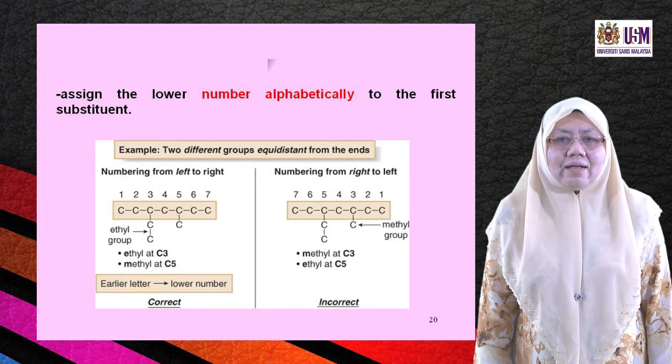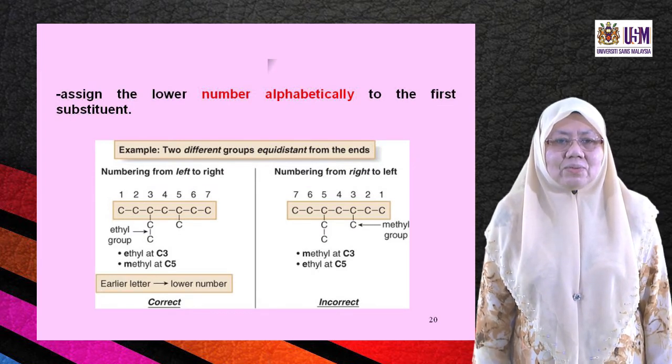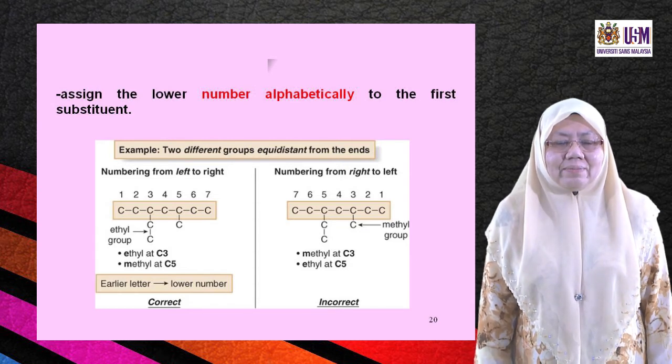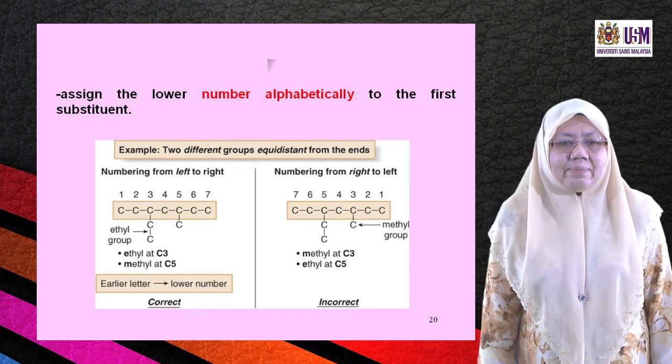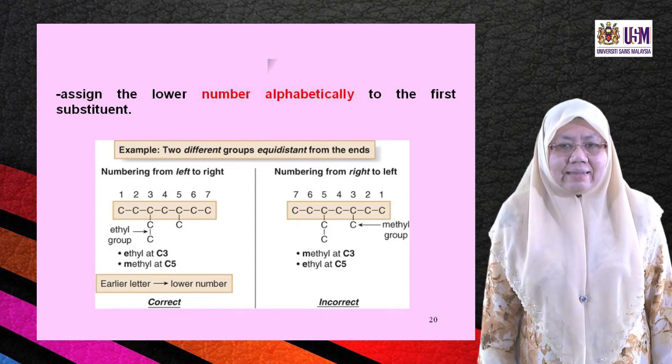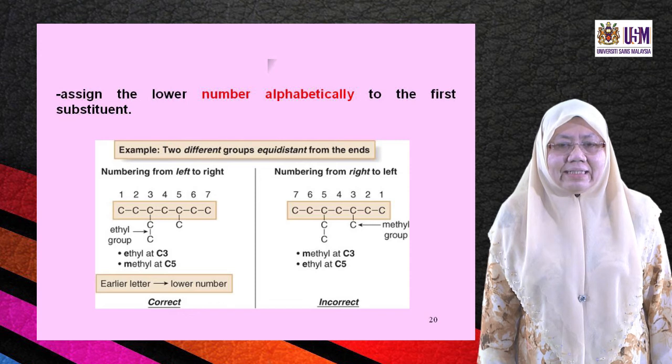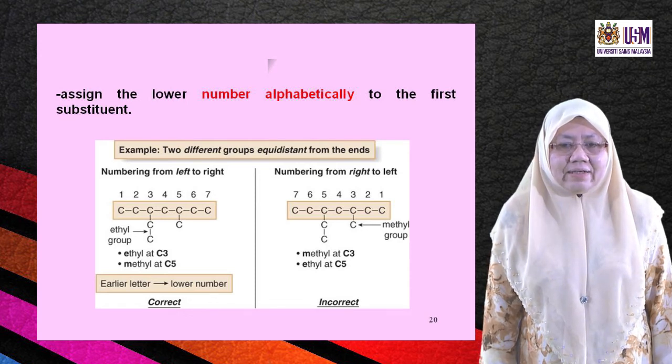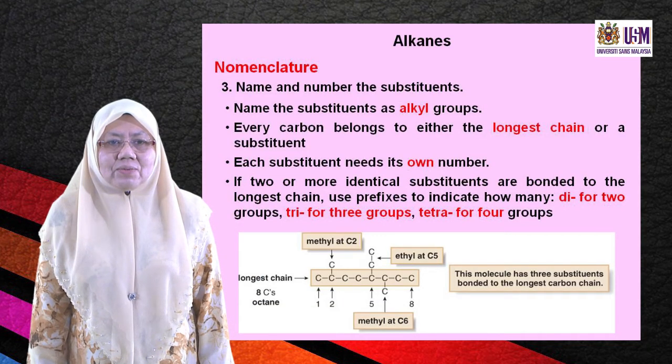Assign the lower number alphabetically to the first substituent. For instance, here there are two different groups equidistant from the ends. Numbering from left to right, we have ethyl at carbon number 3 and methyl, starting with M, at carbon number 5. So the earlier letter gets the lower number. On the right, we can see the methyl is at carbon number 3, whereas the ethyl is at carbon number 5. This is incorrect. Name and number the substituents.